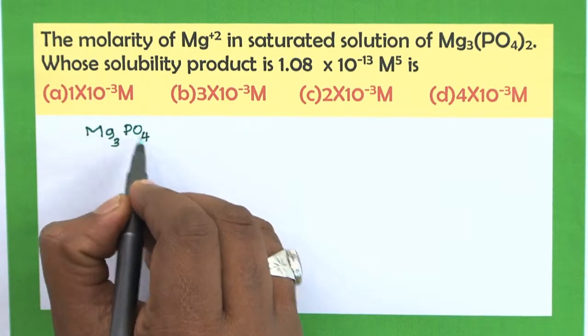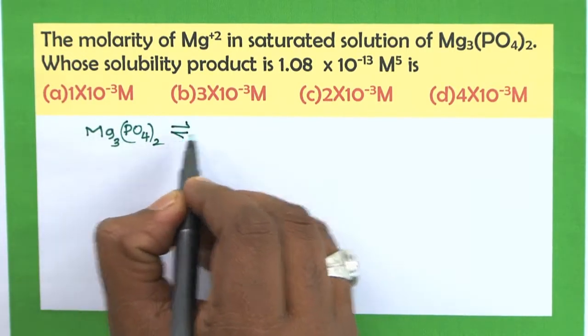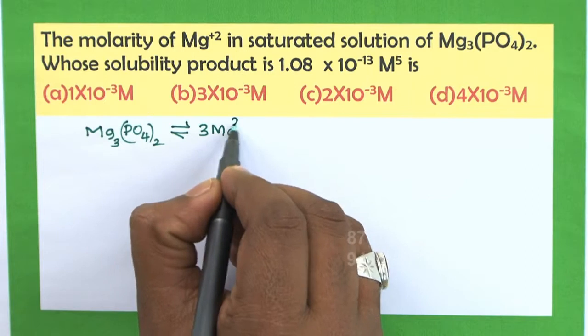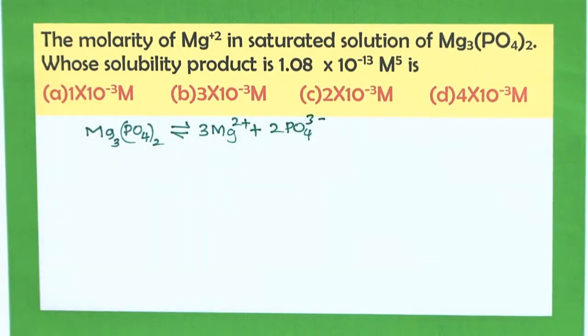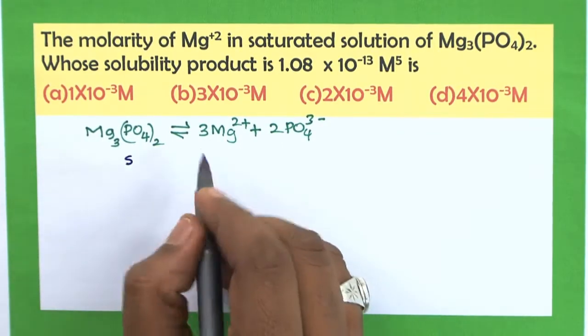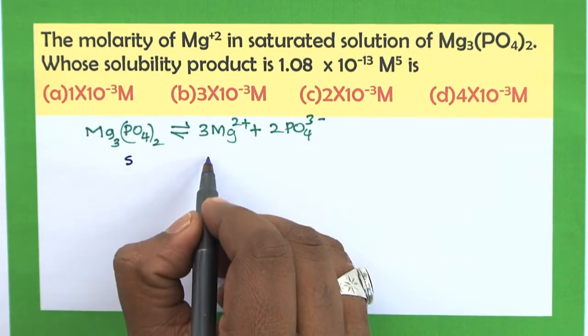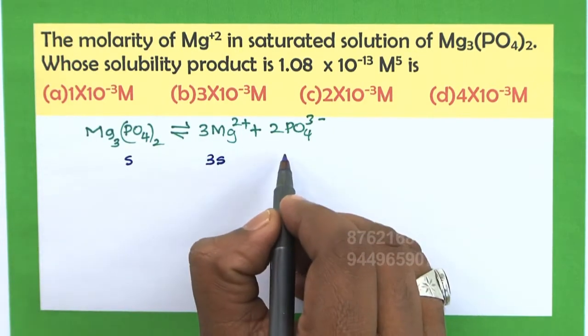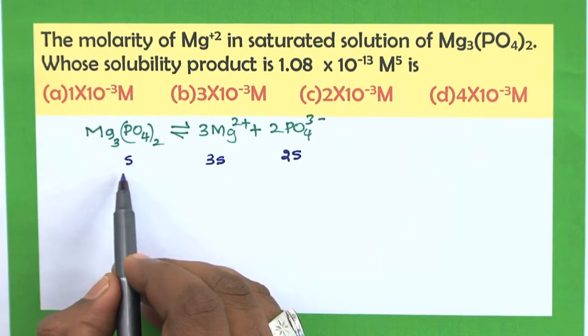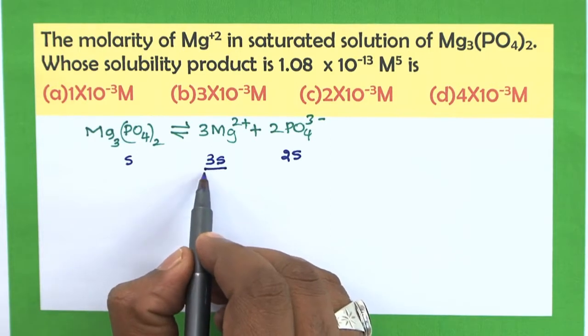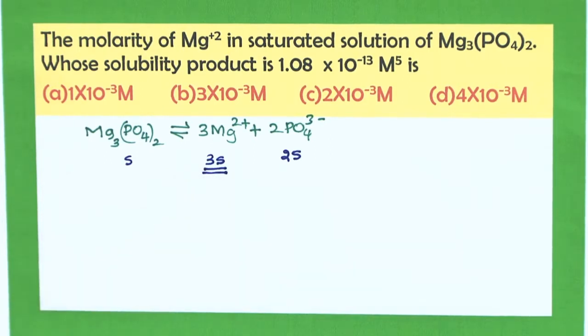on dissociation gives 3 magnesium ions and 2 phosphate ions. That is, if the solubility of magnesium phosphate is S, then the concentration of magnesium ion will be 3S and the concentration of phosphate ions will be 2S. So once we calculate the solubility of magnesium phosphate, we can calculate the concentration of magnesium ions, because the magnesium ions produced in the solution will be 3 times the solubility of magnesium phosphate.